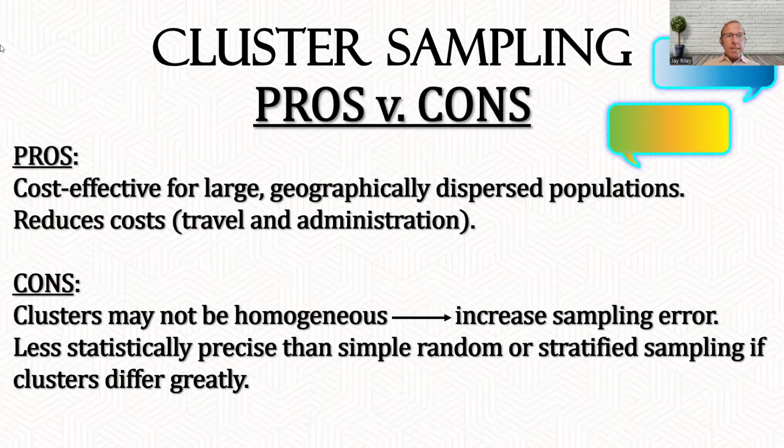So, pros and cons. It's cost effective if you've got to do one of those large surveys where all your members of the population are geographically dispersed. If you've got to travel, if you've got to administer surveys, this can be costly and time consuming. The downside to this is clusters may not be homogeneous. You may have sampling error. It's less precise than simple random sampling or stratified sampling if those clusters really differ.